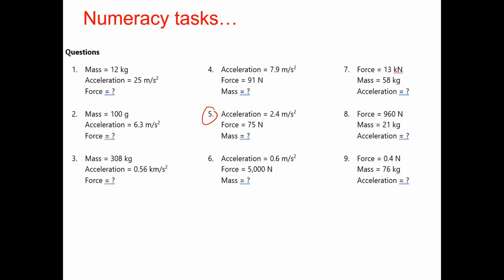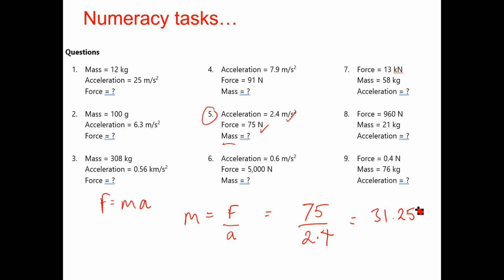Next, question 5. Again, we always start with our equation, F equals m times a, or F equals ma. We're going to rearrange, so we end up, well, we want the mass. So the mass is going to be the force divided by the acceleration. We check those units, newtons, meters per second squared. Yeah, all good, ready to go. 75 divided by 2.4, which equals 31.25. Check our units. Mass is measured in kilograms, 31.25 kilograms.